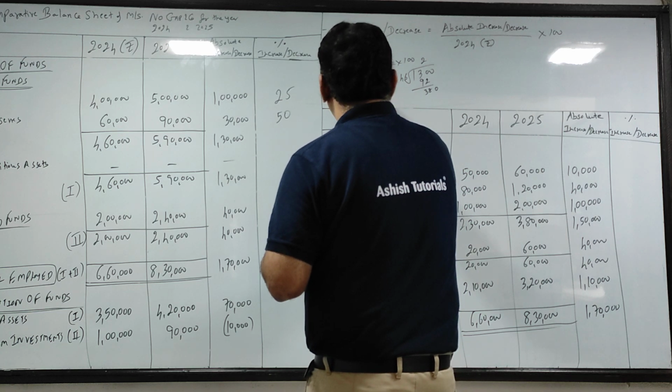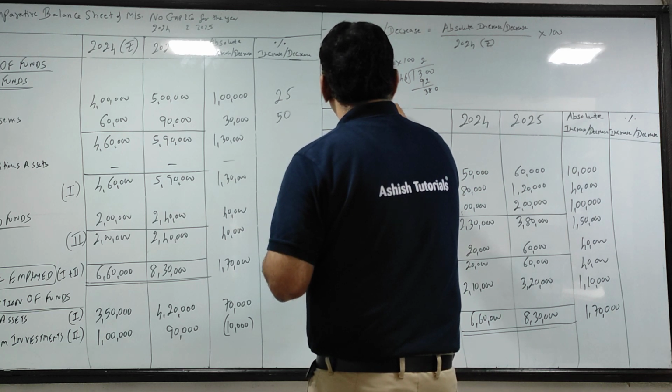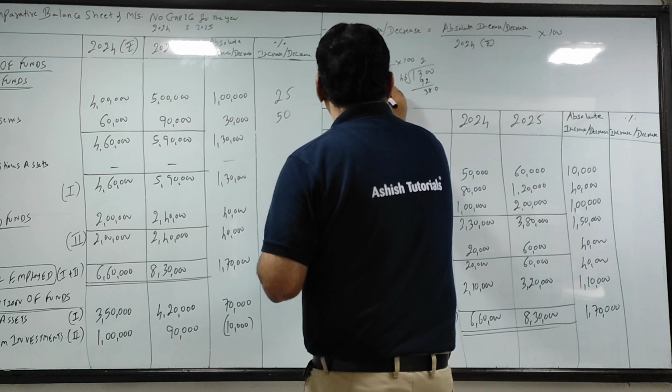46 into 6, 6 6s are 36. 6 6s are 36, 276, no, so I'll have to take 7. 7 6s are 42, 7 4s are 28, 322.